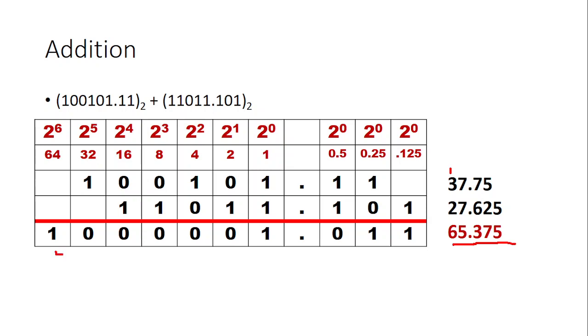So let's look at this whole thing over here. So we have 1 here, that is 64, plus 1, that is 65. So you got the 65 part is correct. Then let's look at this one. This is 0.25, and plus 0.125. So what we get here is 0.375, and that is what we have over here. So that is the answer in decimal, and that is what we get in binary also.